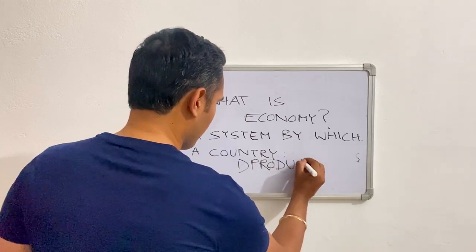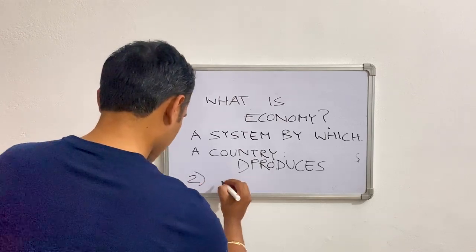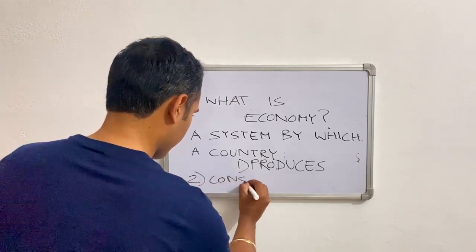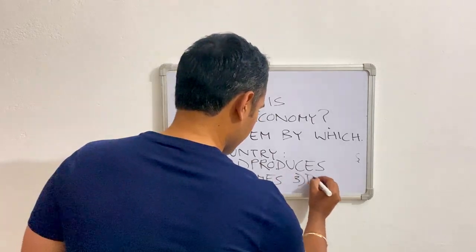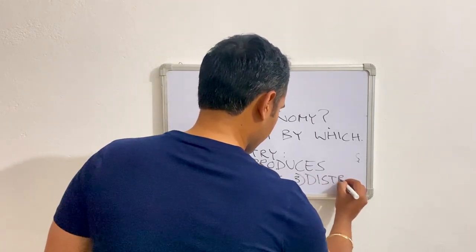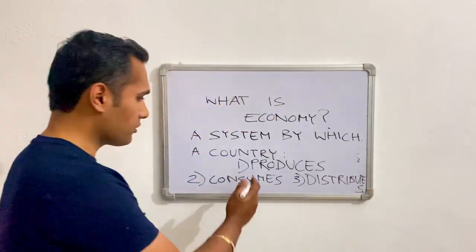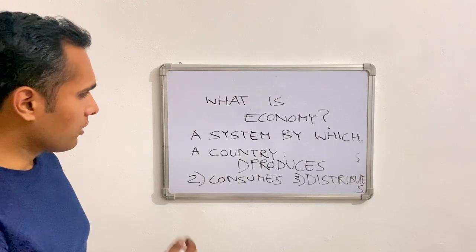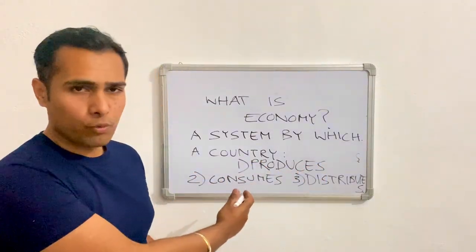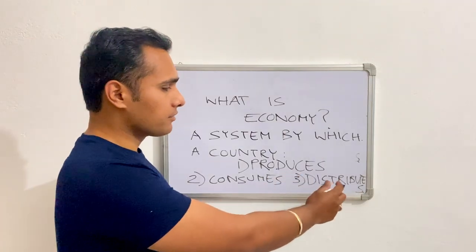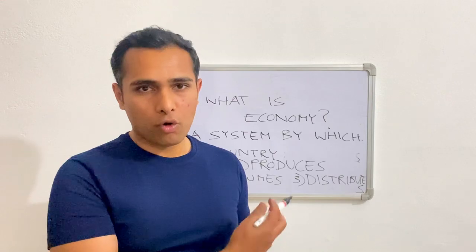Number 1 is produces, number 2 is consumes, and number 3 is distributes. So these are three different terms. In economy, a country is producing goods and services, it is consuming goods and services, it is distributing goods and services. So you can also say that these are the three levels of an economy.